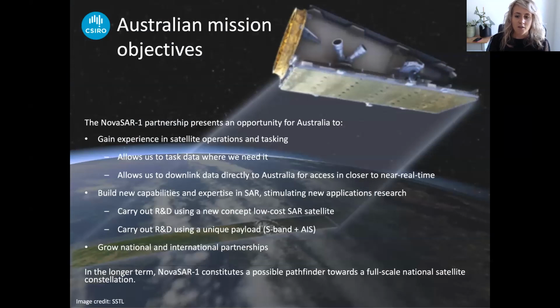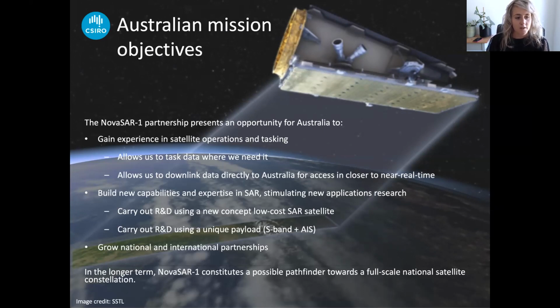So the investment provides an opportunity really for a step change in our use of SAR data and in our experience of satellite operations as well. So not just in our downstream use of the data, but more in the upstream, gaining familiarity with satellite operations. Some key objectives for Australia becoming involved in this mission are really to gain this experience in satellite operations and tasking, because now we're able to task data where we need it most. We're also, for the first time, able to downlink that data directly to Australia for accessing closer to near real time, with the intention that this will benefit time-sensitive applications, looking at things like flooding, bushfires.